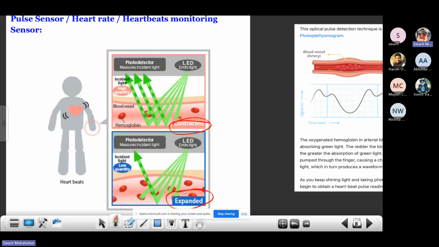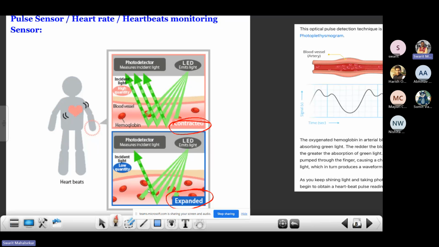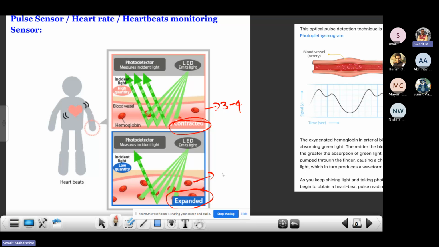When my artery is expanded, it will carry a huge amount of blood. That means the hemoglobin molecules inside the artery are huge in number. Over here hardly we have 3 to 4 hemoglobin molecules, whereas over here there would be around 10, I'm just taking a random number. So what is going to happen? These hemoglobin molecules try to absorb the light incident on them, and hardly any part of the light is reflected back to the photodetector. So this is how it actually works.